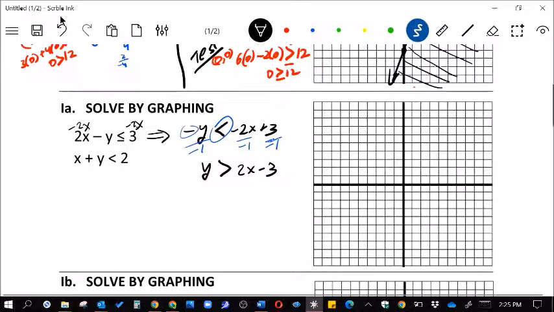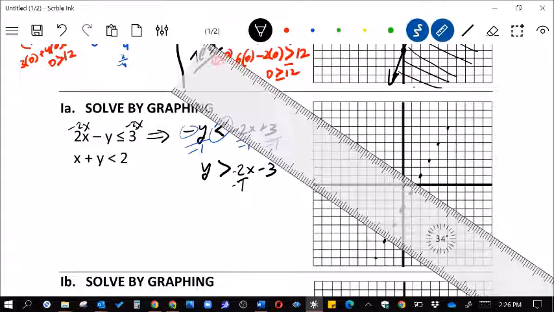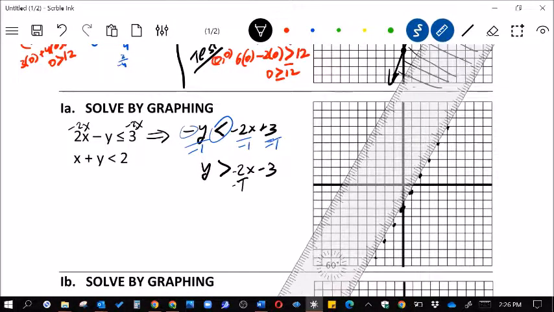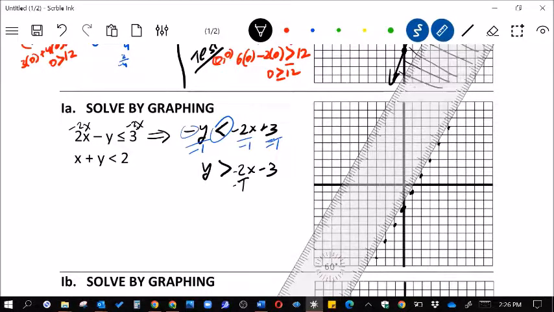I'll graph that. Minus 3. Oops, I went to plus 3. Let's go to minus 3. And I have a slope of 2, which means 2 over 1, up 2 and over 1, up 2 and over 1. And I can pretend they're both negatives because the negatives would cancel, but it allows me to go down 2 and over 1 the other way. Okay, so I'm going to draw the line, but this is where I have to make sure that I do it as a dashed line.